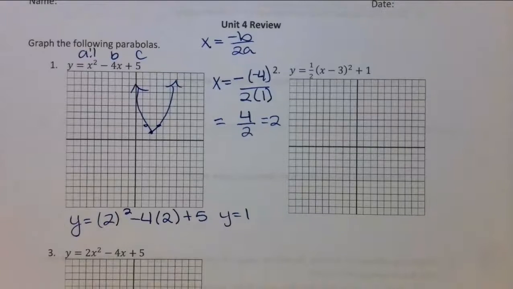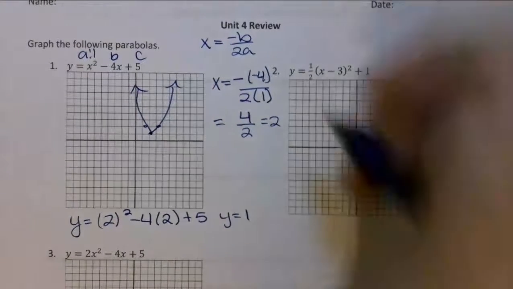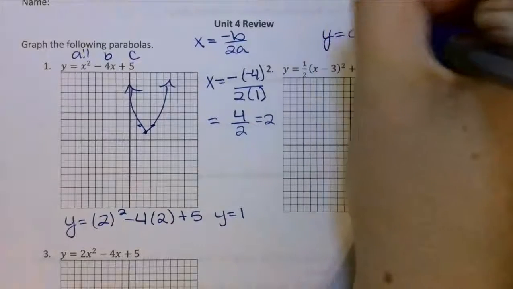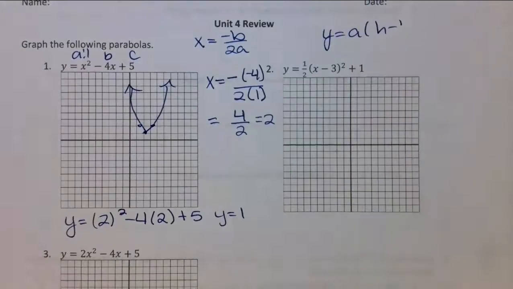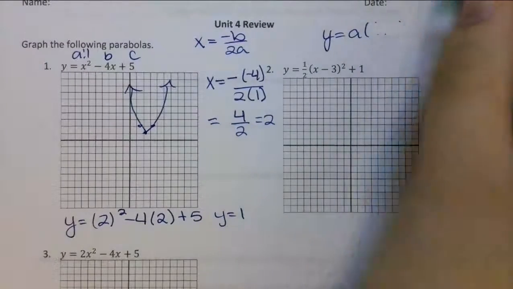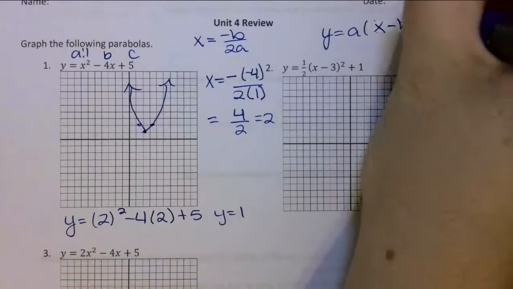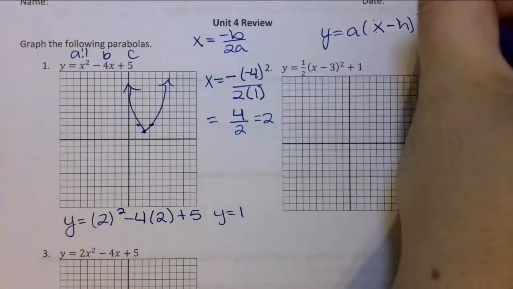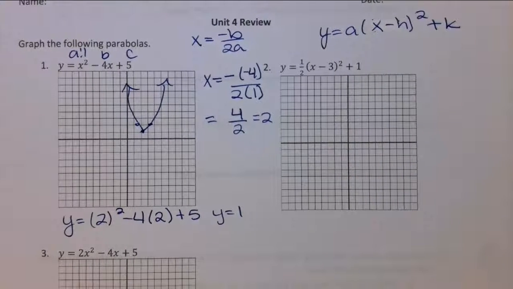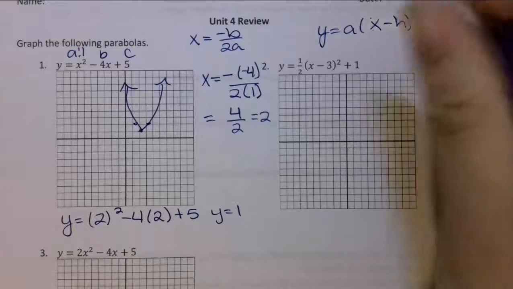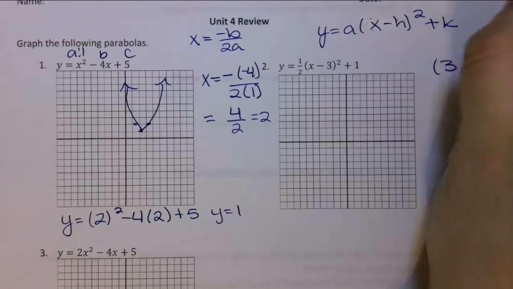Number 2 is given to me in vertex form, so remember that is y equals a times x minus h squared plus k, where h, k is my vertex. So over here, my vertex is 3, 1.